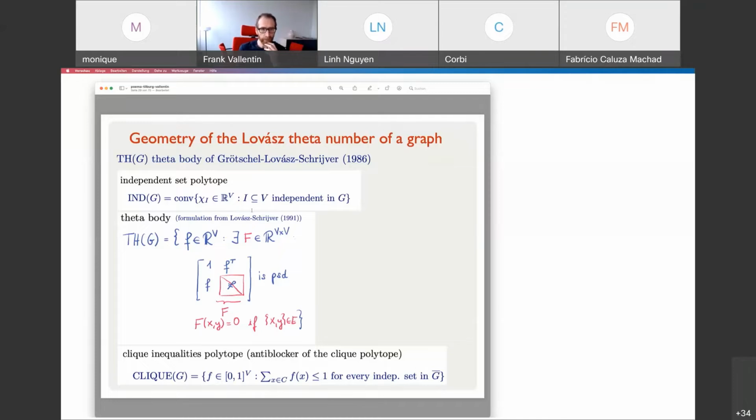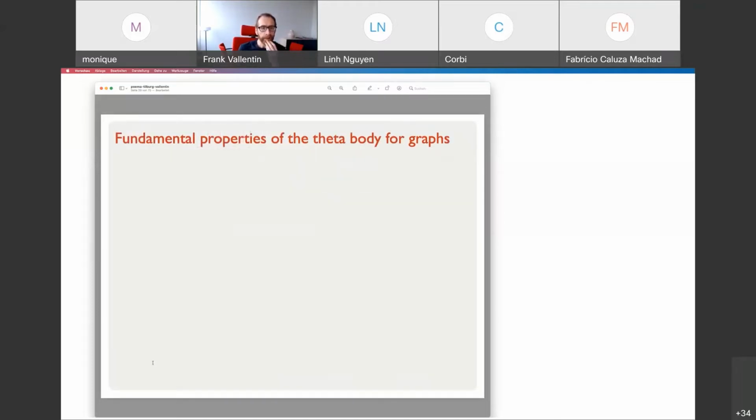Yeah, so you have these three bodies: the independent set polytope, the theta body, and the clique inequalities polytope. And then there's a relation between these things. I want to call this the fundamental properties of the theta body for graphs. First of all, you have the inclusion relation, that the independent set polytope is contained in the theta body, which is contained in the clique inequalities polytope.